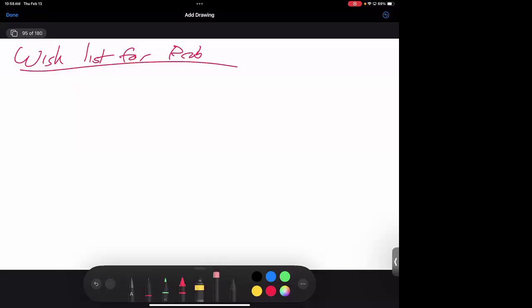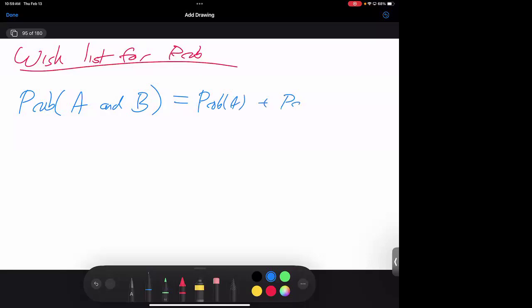What would you want for the probability of A and B to be? If you could have anything you want, what would you have it? So this would be really nice. But this can't be true.